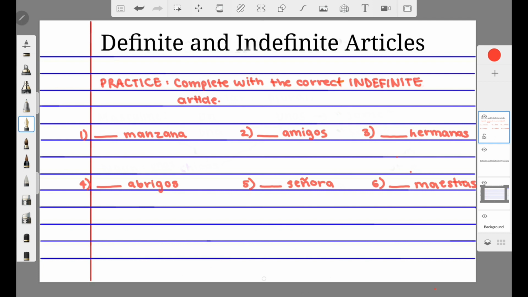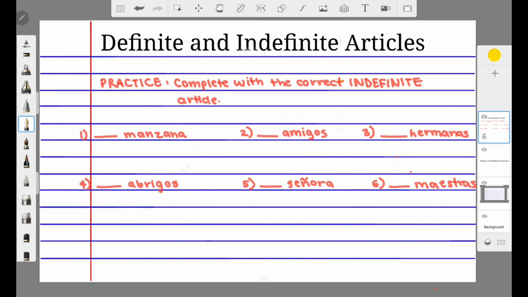Now you're going to do the same thing, but now you're going to do all of these nouns with indefinite articles. I left the same nouns, but you just need to find the indefinite article for each of these. Remember, the indefinite articles are un, unos, una, unas.